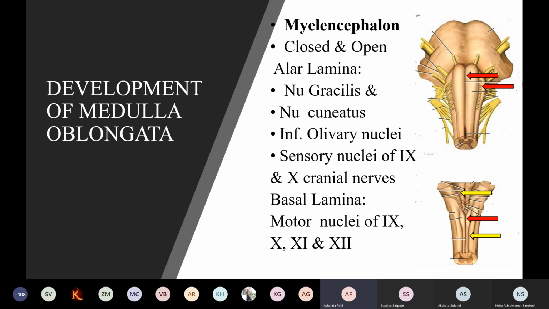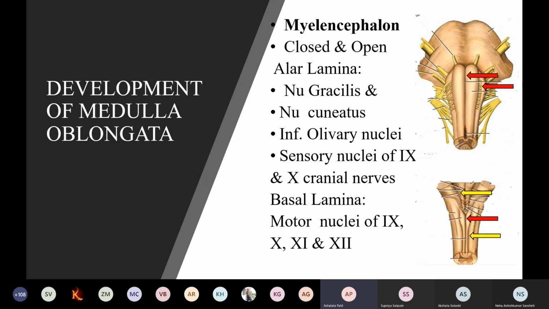If you see the gross features of the medulla oblongata, it has two parts, the closed and the open part. The closed part is the lower part, which is continuous downwards with the spinal cord. As it approaches the pons, it gets opened up and forms the floor of the fourth ventricle, and that is called the open part. So this is seen from the posterior aspect.